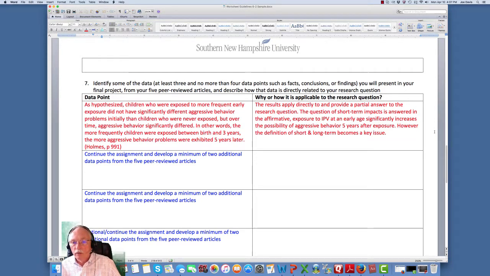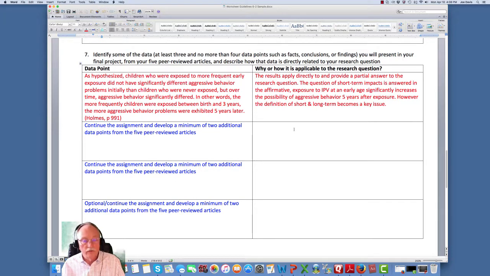How or why is this applicable to the research question? The results apply directly to and provide a partial answer to the research question. The question of short-term impacts is answered in the affirmative. Exposure to IPV at an early age significantly increases the possibility of aggressive behavior 5 years after exposure. However, the definition of short and long term becomes a key issue. So that would be something we would look at. And then for the rest of the assignments, you need to do at least 2 more and no more than 3 more. Okay.